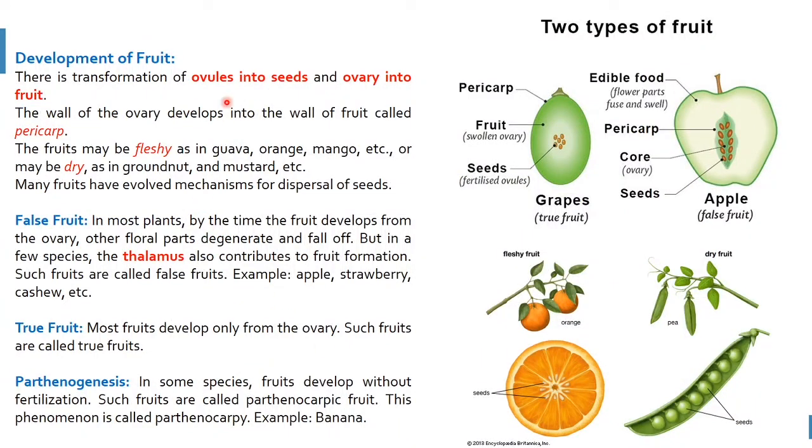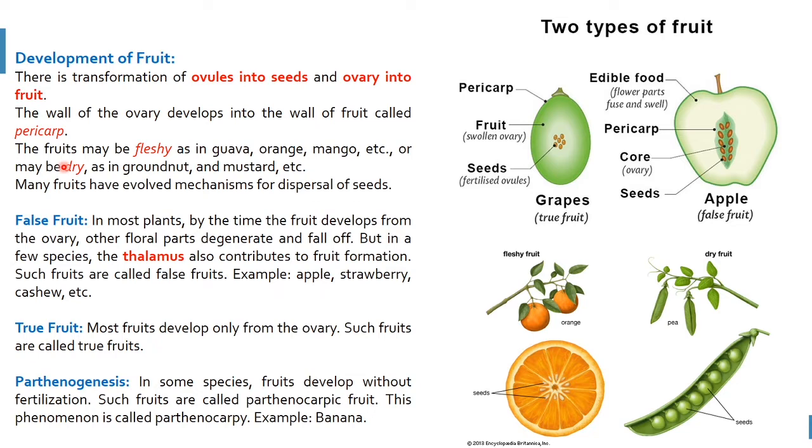Coming to development of fruit. As you already know, fruit comes from the ovary, meaning the fertilized or mature ovary forms the fruit, and the fertilized ovules form seeds. The wall of the ovary develops into the wall of the fruit, known as pericarp. This is the wall of the ovary, and it forms the wall of the fruit known as pericarp.